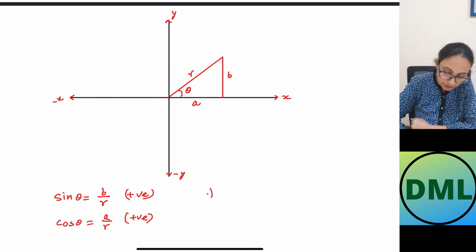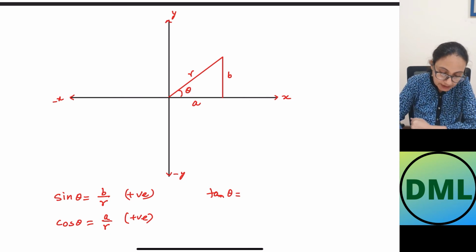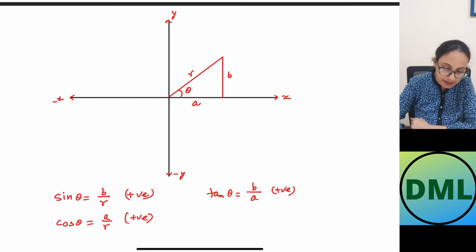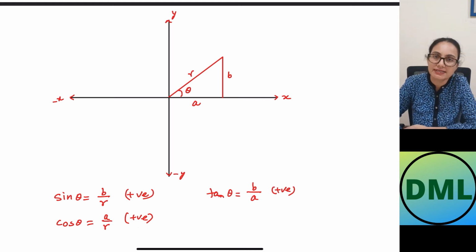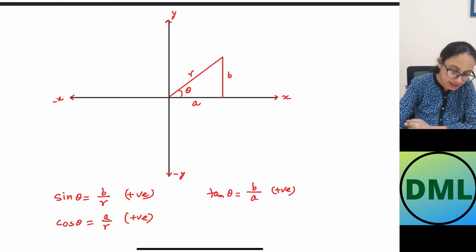Now I will write down the value for tan theta. Tan theta is opposite over base, or adjacent. So for this theta, this is my opposite B and this is my base A. So the value for tan theta is B over A. It is B over A, which is also positive. That means sine, cos and tan are all positive here. So cosec, sec and cot are also positive. That means all the trigonometric ratios are positive here. So here it is all positive.